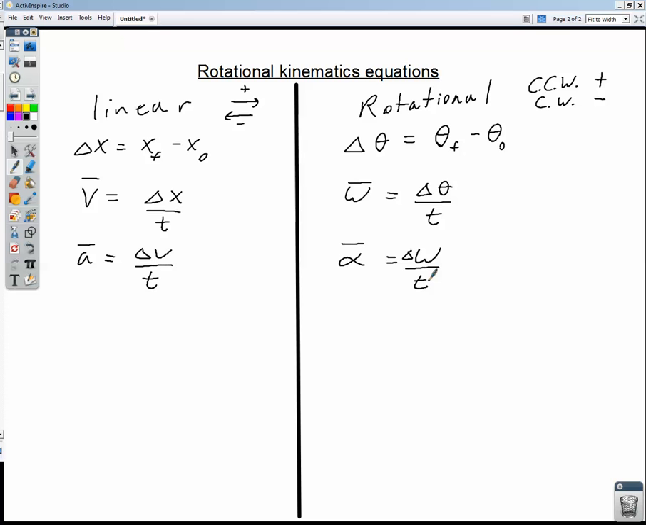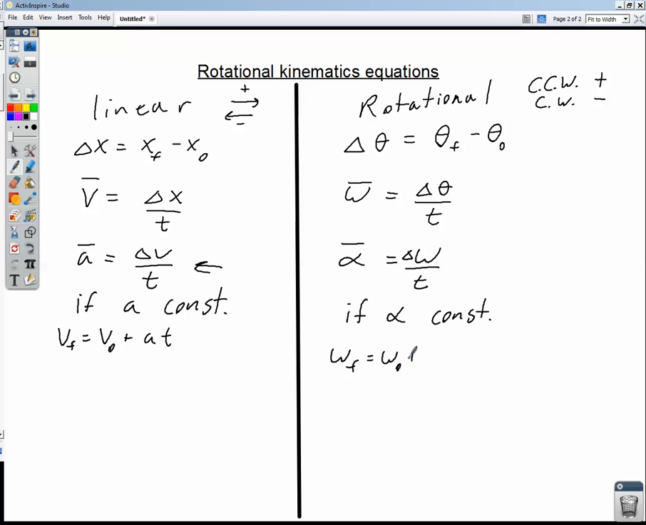Now, based on this equation that we just wrote down, if a is constant, then we got all of our kinematic equations. All right, so the first one comes from rearranging this equation that we just wrote down. And it was v final equals v naught plus a times t. Writing that over here in the rotational world, we have if alpha is constant, then omega final equals omega naught plus alpha times time.